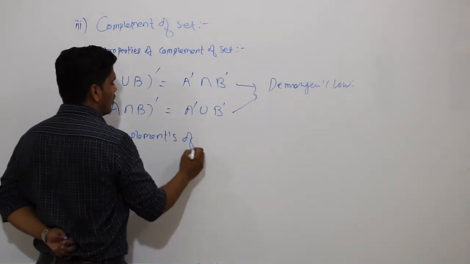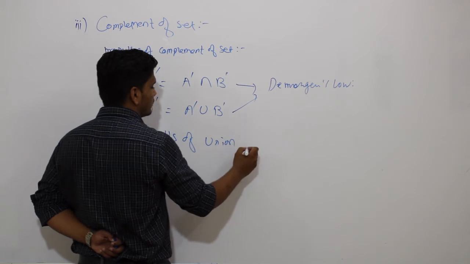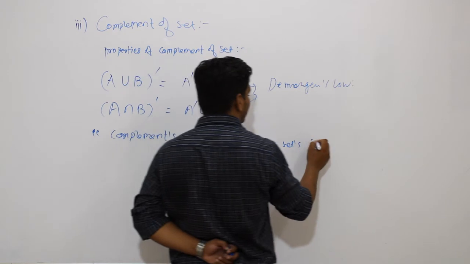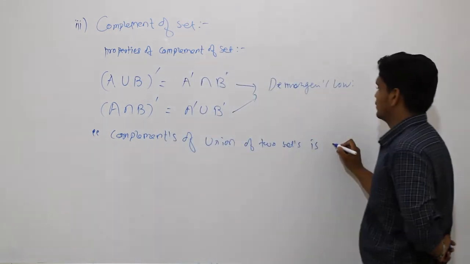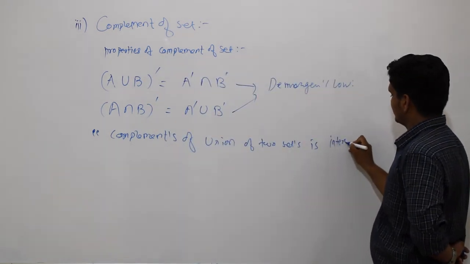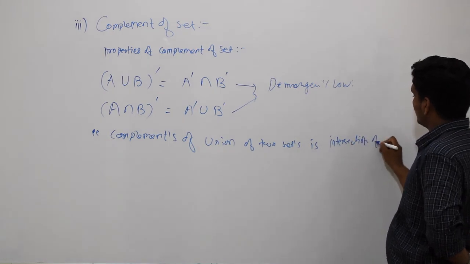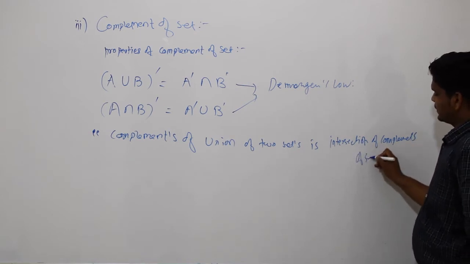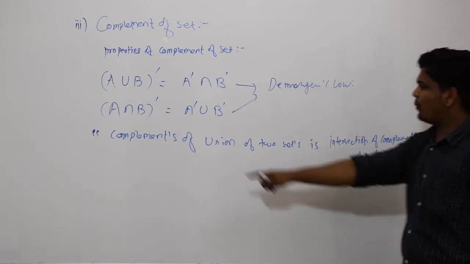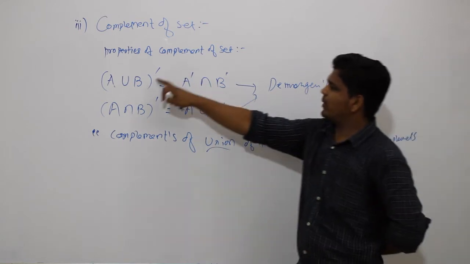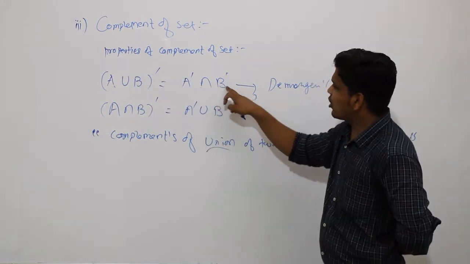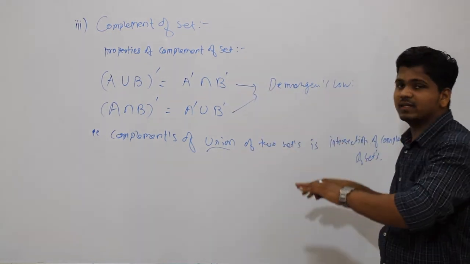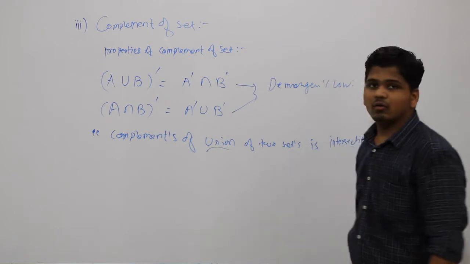complement of the union of two sets is the intersection of the complements of the sets. The complement of a union is nothing but the intersection of complements. Means you are changing your operation union to intersection and you are taking separate complements.